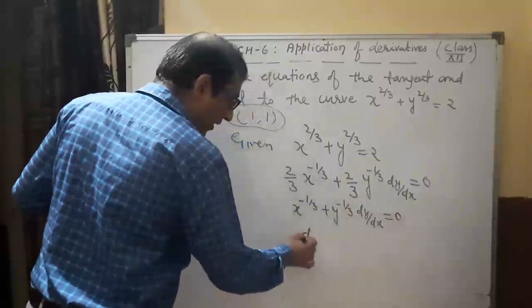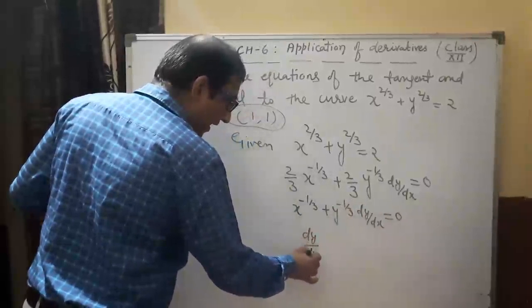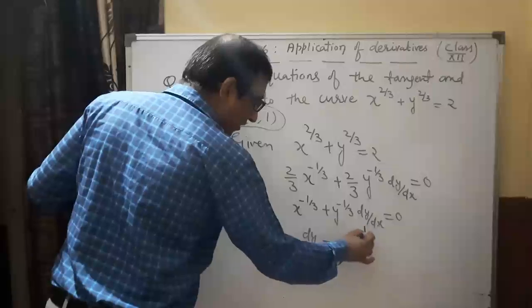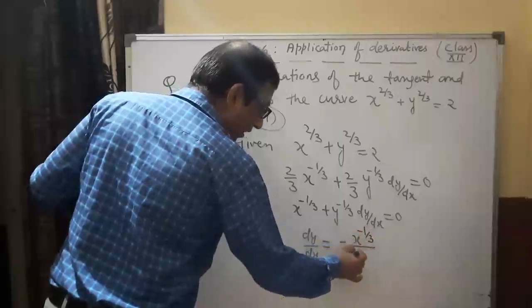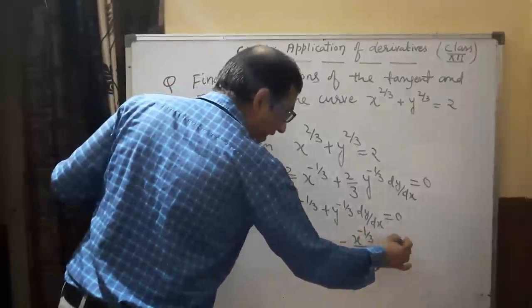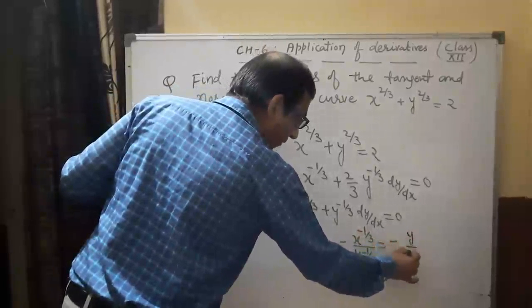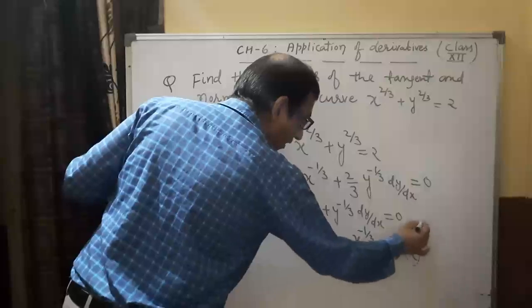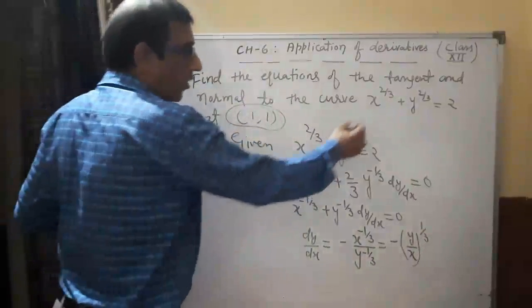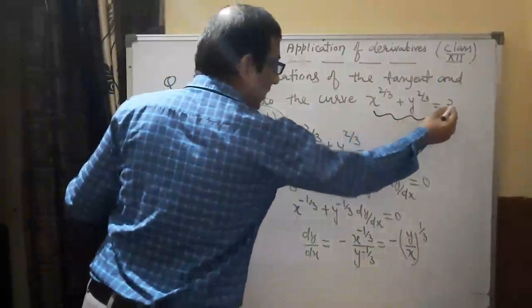So we can say the value of dy/dx is equal to minus x^(-1/3) upon y^(-1/3), and it can be written as minus (y/x)^(1/3). So this is the derivative part of this given equation.